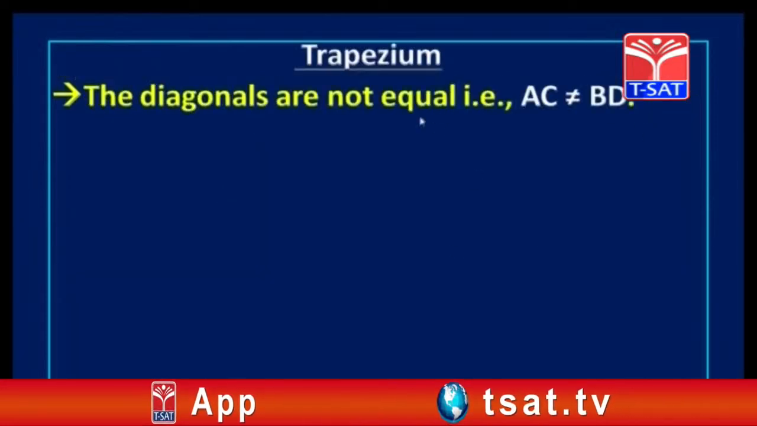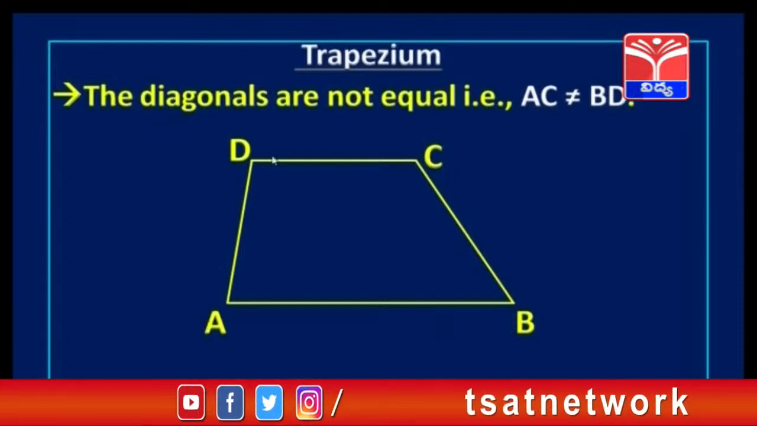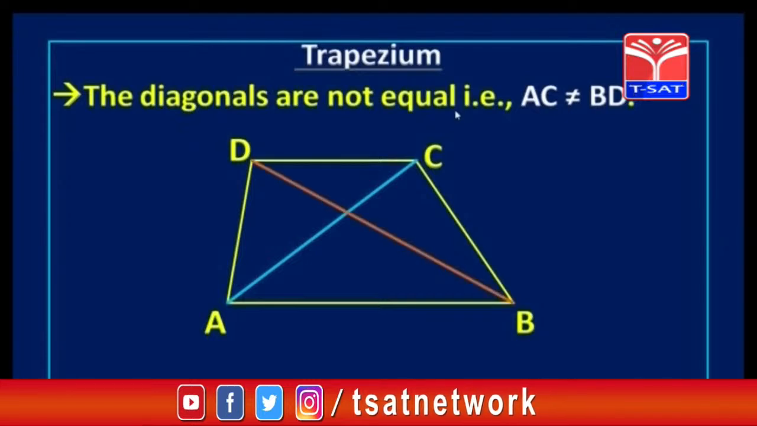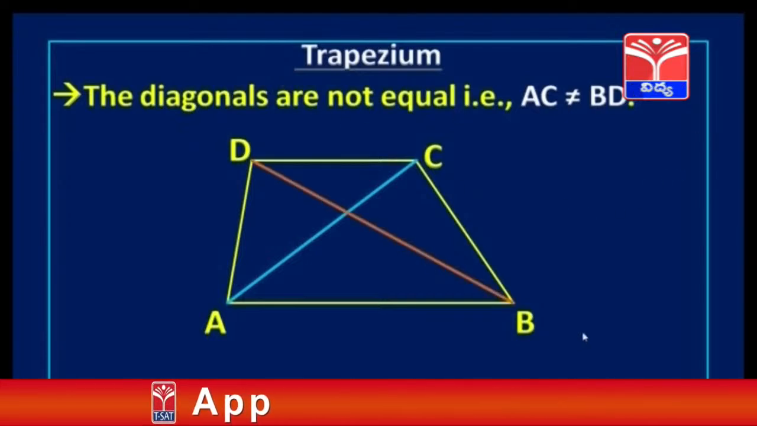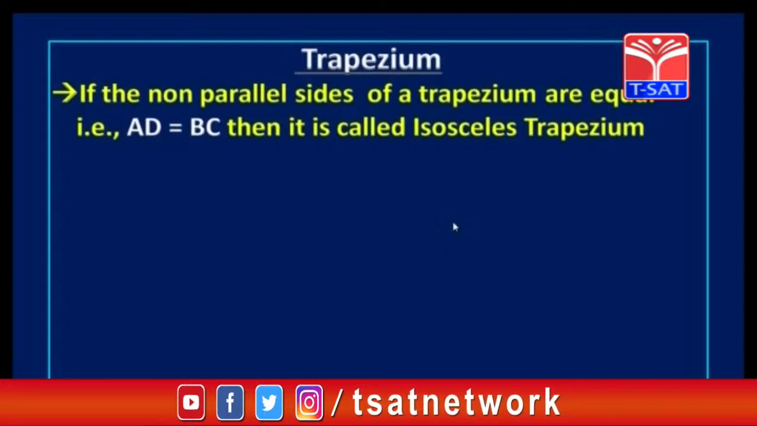The diagonals are not equal. Children, in a trapezium, the diagonals are not equal. I am taking a trapezium here, A, B, C, D. Here, AC is one diagonal and BD is the other diagonal. Children, what can I say from this? The diagonals are not equal. AC is not equal to BD. If the non-parallel sides of a trapezium are equal, then it is called an isosceles trapezium.